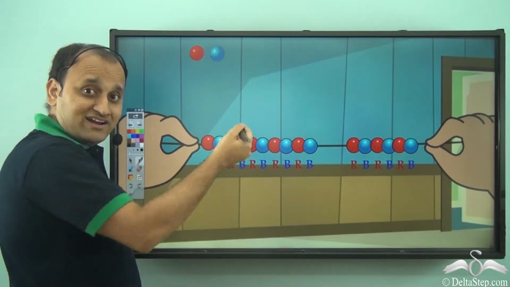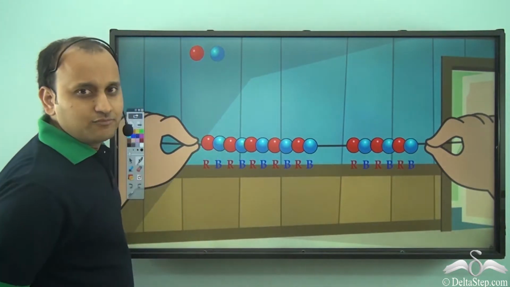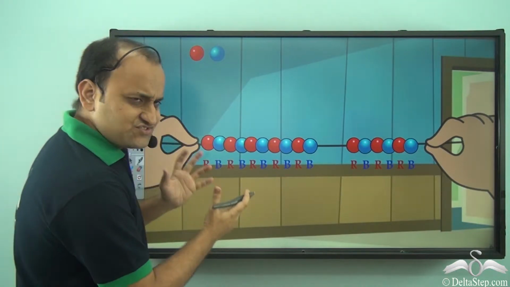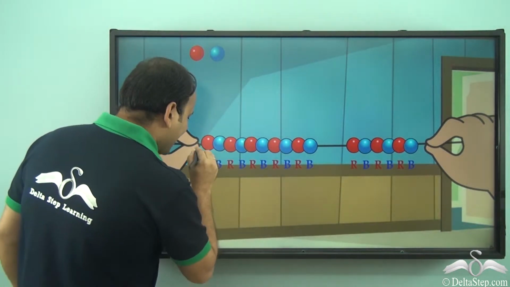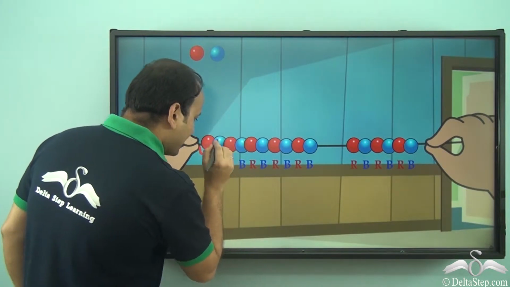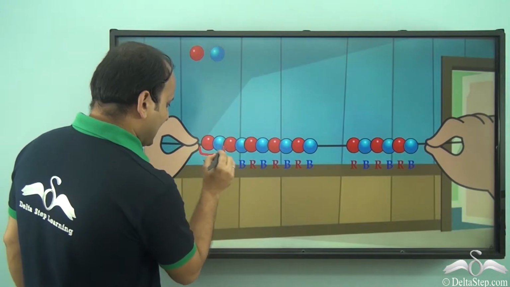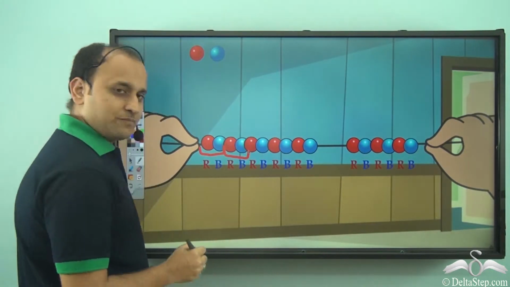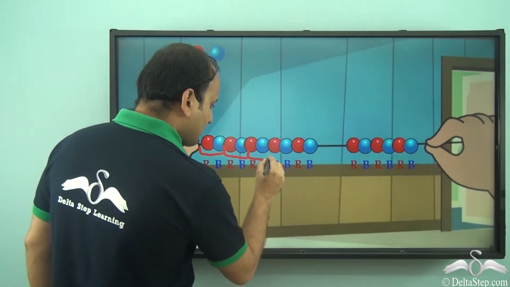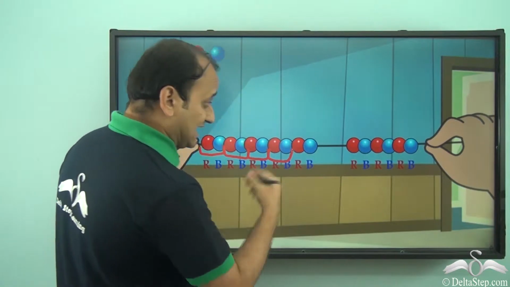So is red repeating? Not really. Is the blue bead repeating? Not really. After blue we have a red, then we have a blue. So what exactly is repeating in this pattern? Well, you will see that pair of red and blue beads is repeating. So we have this one pair, again repeating, second pair, again repeating, third pair, fourth pair, and so on.